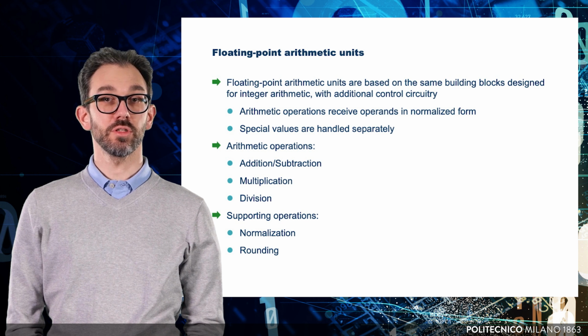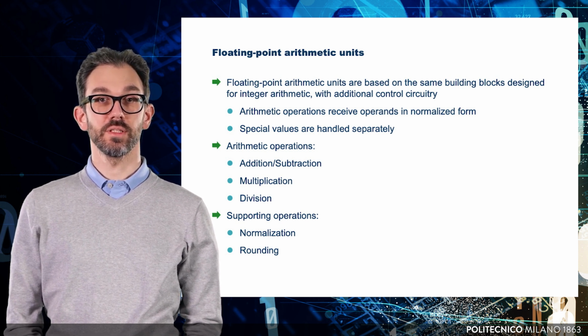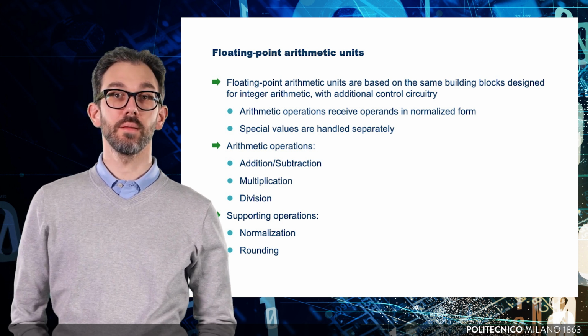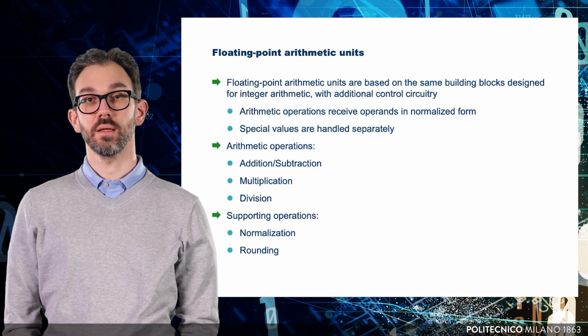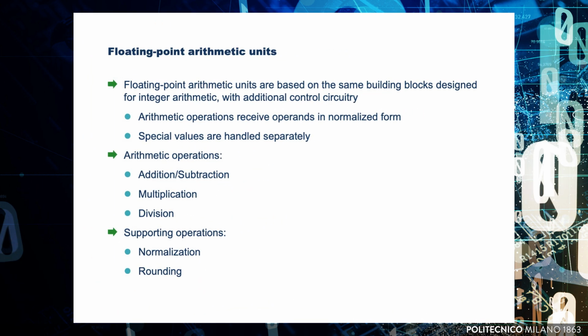Floating point operations are carried out under the following initial assumptions. The operands are in normalized form, and they do not represent special values. All the special exception cases require separate handling, which is beyond the scope of this lesson. We here examine the operations of addition, subtraction, multiplication, and division. However, these are first preceded by two supporting operations, normalization and rounding.